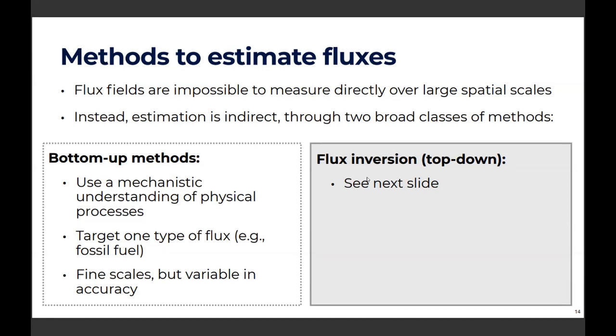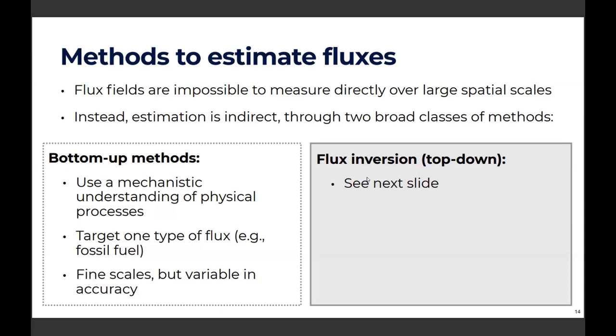There are bottom-up methods, which start with a mechanistic understanding and are calibrated with measurements. In that case, you might build a computer model of the ecosystem, different plant types, and run it, and see what it says about what the fluxes should be when things grow. And these are quite good. They target one type of flux, either plant flux, or you can do this with fossil fuel usage and stuff like that. And they get you really fine spatial scales, but they're quite variable in accuracy. If you haven't calibrated a variable correctly or something like that, then they can just be biased over huge spatial regions.